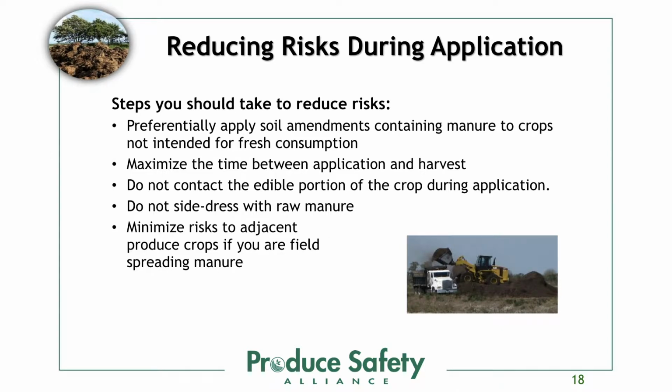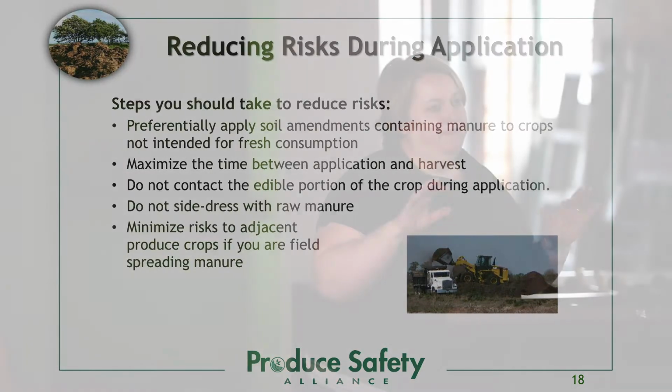When it comes to reducing risks during application, again, Annette's already mentioned a lot of these things. So if you're using raw manure, apply those to crops that are not commonly consumed raw. By doing that, if a pathogen happens to be in that raw manure, people are going to apply a cooking step within their own home. So it's highly unlikely that those pathogens are going to make it through that cooking step if it's properly done.